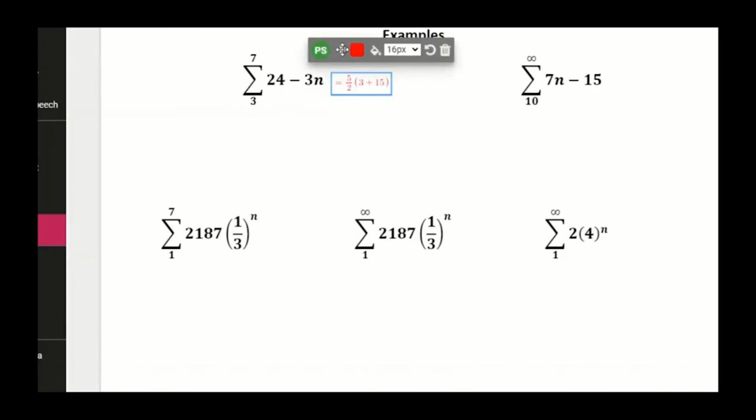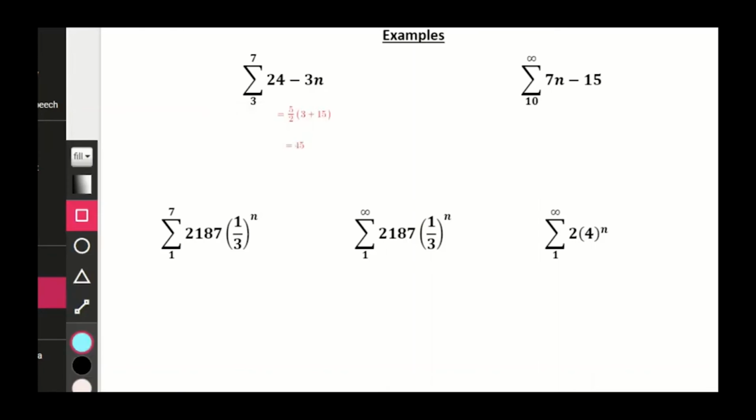So yeah, that would be 15. And then I'm going to throw all that in my calculator here. 2.5 times 18 is going to give me 45. And that would be my answer. So just making sure you got the right equation, you should be good. Oh, wait a minute.